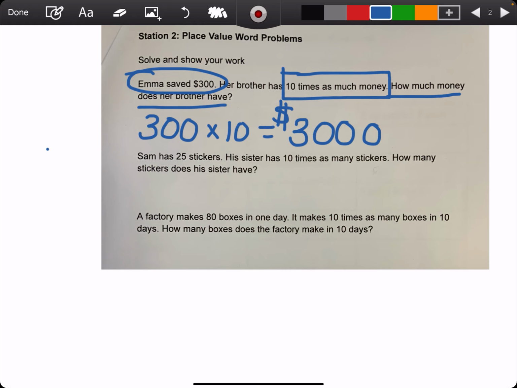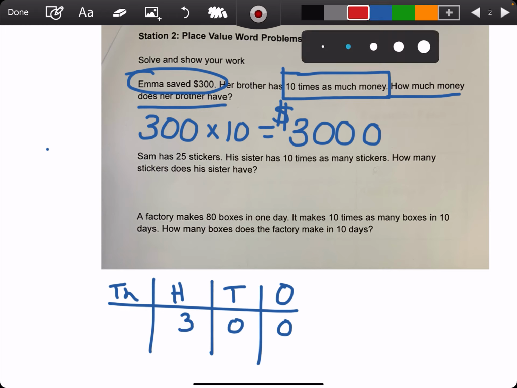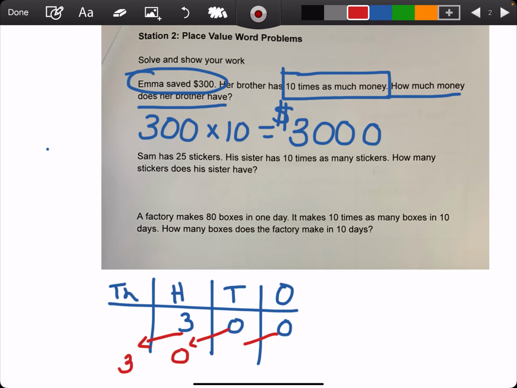Or I could do a quick place value chart: ones, tens, hundreds, thousands. Put a 300, good. And now I want to do 10 times as much. 3, move everything over one place value, and you get your 3,000. Okay. I'll keep that there.